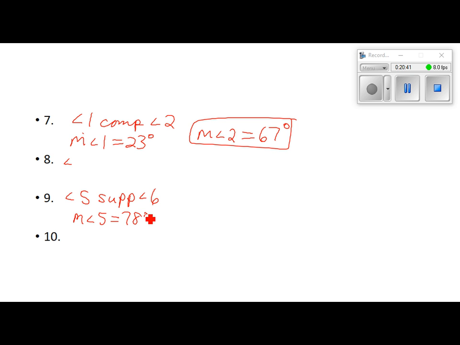How are you going to find the measure of angle 6? 180 minus 78. What do you get? 102 degrees. Those are pretty easy. If they give you one, you just have to know, are they adding up to 90 or 180? Are they complementary or supplementary? Number 10 probably says supplementary again, right?